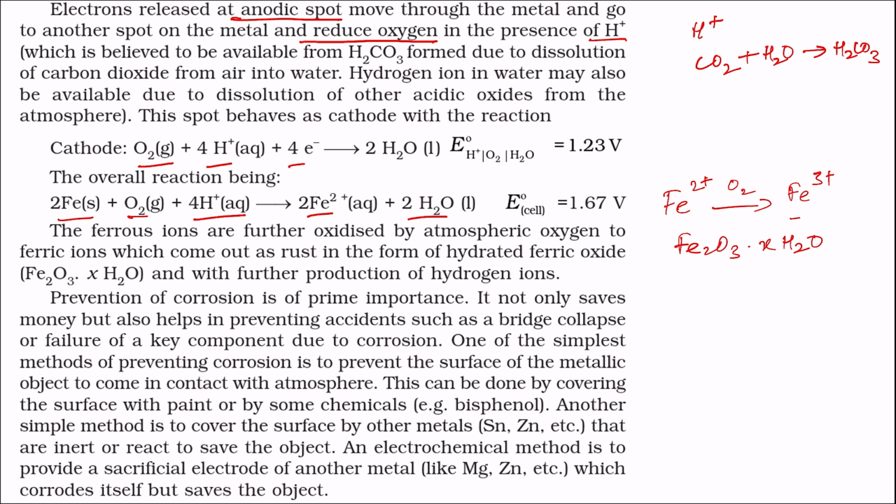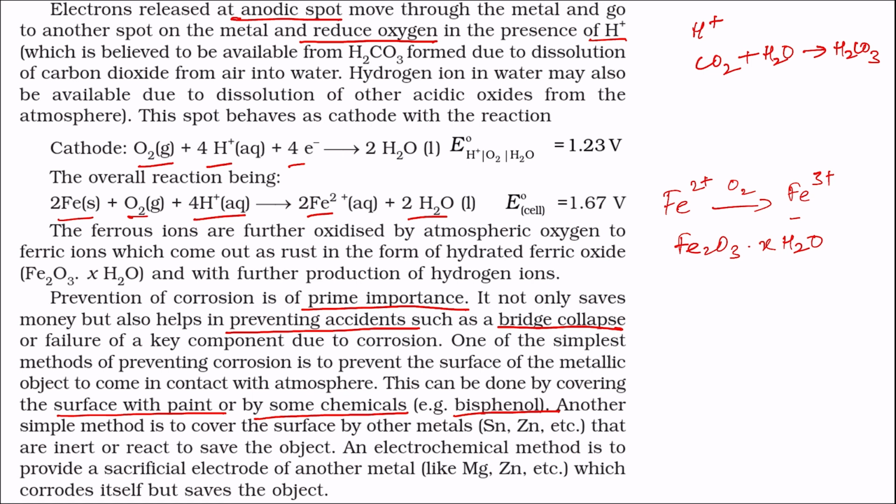How to prevent corrosion? Prevention of corrosion is of prime importance. Why is it of prime importance? Because it will prevent accidents such as bridge collapse or failure of key components due to corrosion. The simplest method to prevent corrosion is preventing the surface of the metal from coming in contact with the atmosphere. This can be done by covering the surface with paint or by some chemical, for example bisphenol.